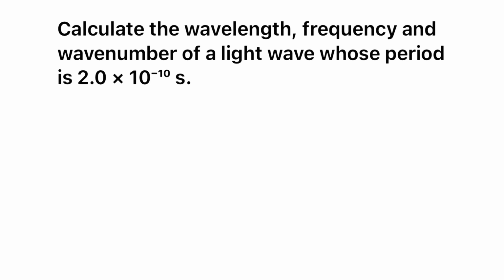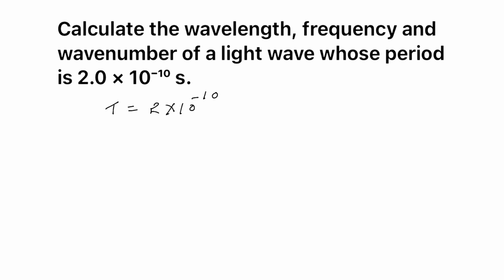Calculate the wavelength, frequency and wave number of a light wave whose period is 2 into 10 raised to minus 10 second. See, this one is a straight question. They have given the time period. What is that? 2 into 10 raised to minus 10.